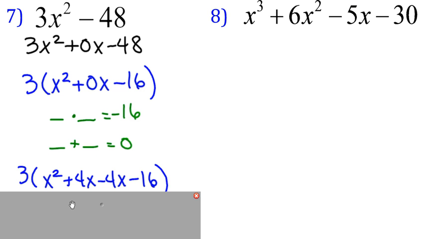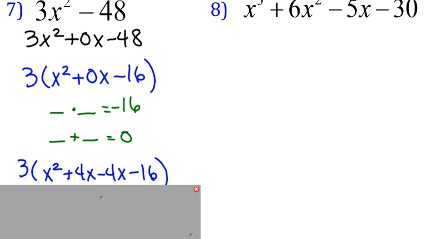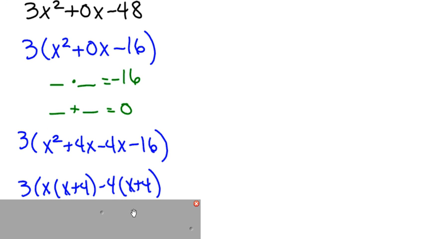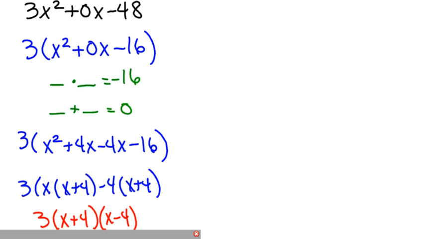First pair, I could divide out an x. Second pair, I could divide out a -4. So it looks like I have x plus 4 being multiplied by x and a -4. Therefore, my factored form would be 3 times x plus 4 times x minus 4.